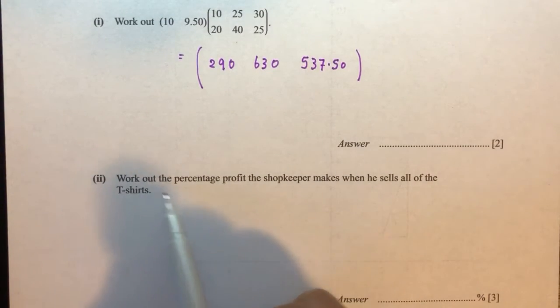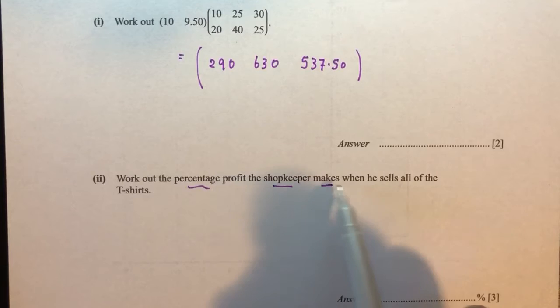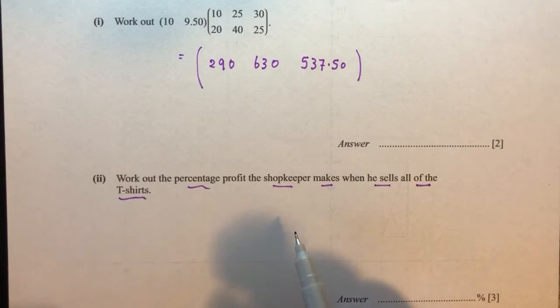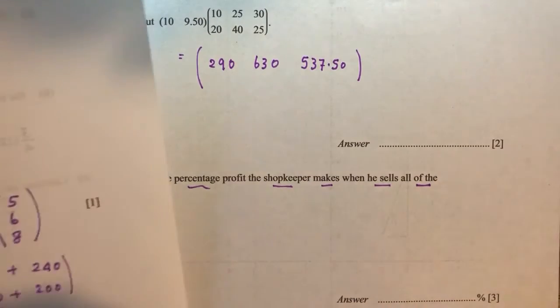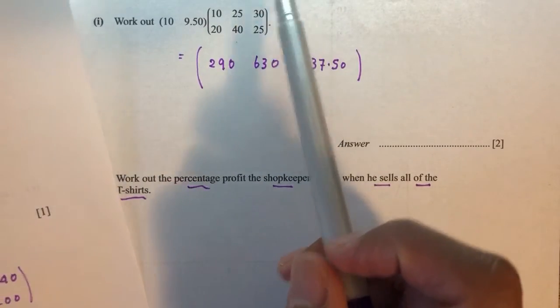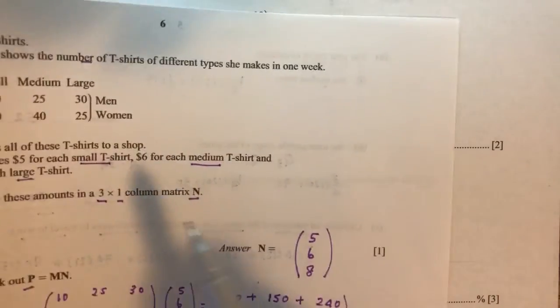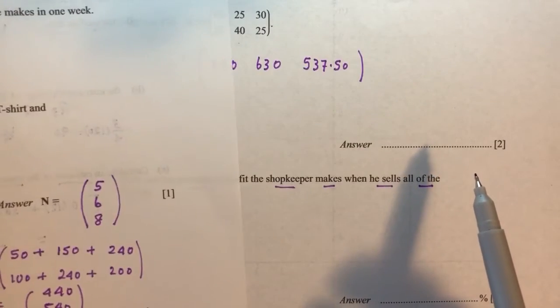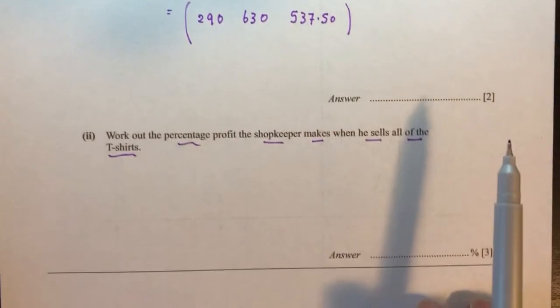Now, this one, work out the percentage profit the shopkeeper makes when he sells all the t-shirts. So what is the percentage? So first we have to find the costs. As you can see here, the usual cost for a t-shirt. So what is the cost here? Cost is on this table here, as you can see, 5, 6, and 8. So let's find out the profit he makes when he sells all the t-shirts.